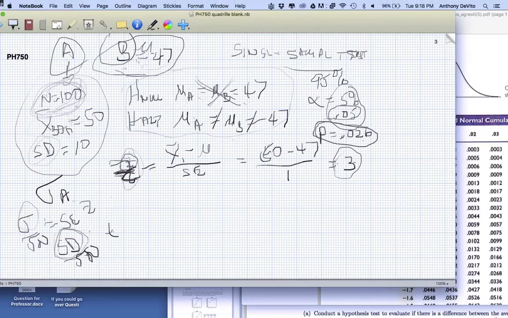Now let's see what would have happened if, instead of a sample size of 100, this were a sample size of 25. Okay, now, if this were a sample size of 25, what would happen now? Well, first of all, what did I say about the sample size? What did I say is an acceptable level of sample size for me to use the z-score instead of t? Anybody remember what that was?